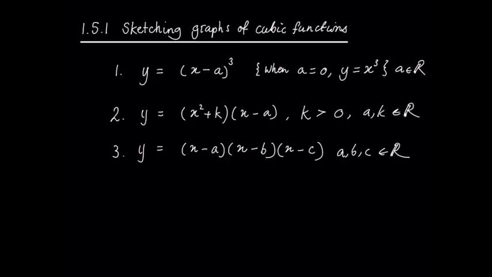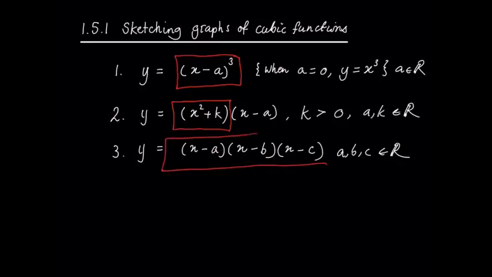In the first case, the function is expressed as (x minus a) all cubed, and it has what's known as a triple root. In the second case, the function is expressed as a product of what's known as an irreducible quadratic factor and a linear factor. In the third case, we'll consider the function when it's expressed as a product of 3 linear factors. Let's have a look at the animations now.